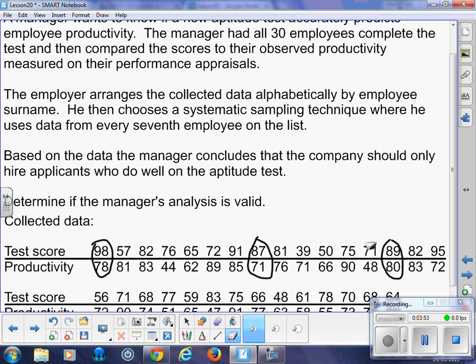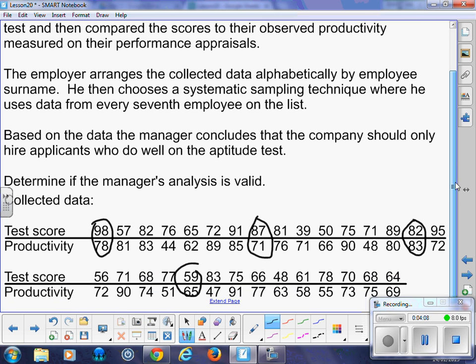Whoops, that one's not in the right location there. And by doing that, he's picking an appropriate strategy, a systematic approach to it. So 2, 3, 4, 5, 6, 7. Move that down a bit. 2, 3, 4, 5, 6, 7. All right. And that's the data that he's going to analyze.